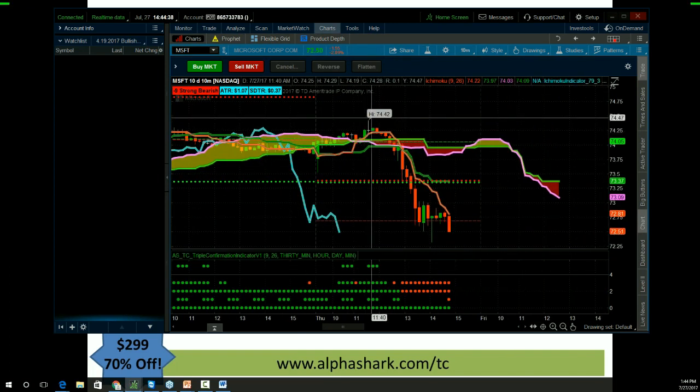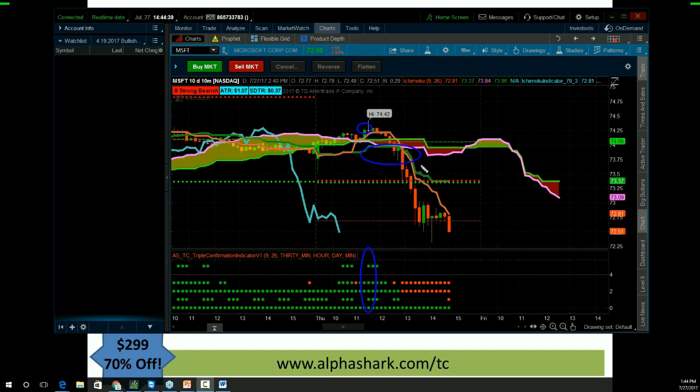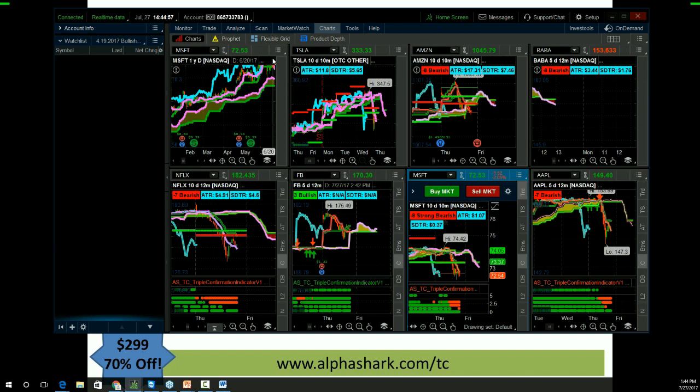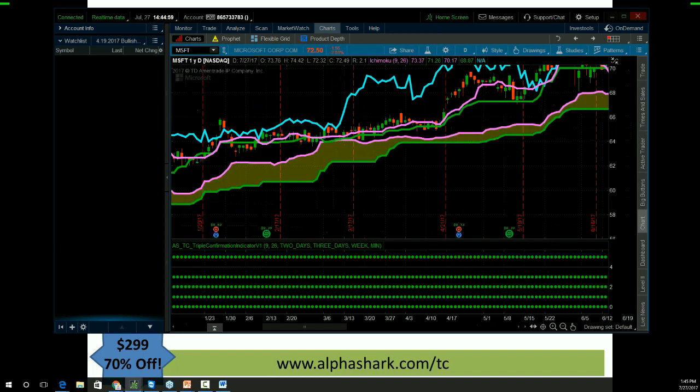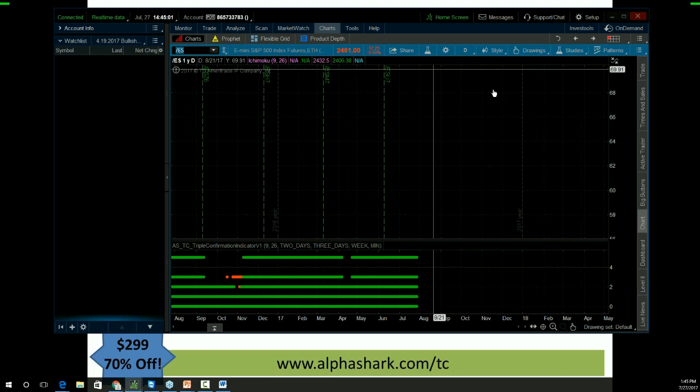There was a long this morning. There actually was a decent amount of longs this morning that would have got stopped out. So you could have taken that long this morning in Microsoft at 74.40, and you would have got stopped out under the cloud. So you would have lost about 60 cents on that trade. But you look at the futures today, a huge reversal day. So obviously a lot of trades that were triggered to the long side didn't work.